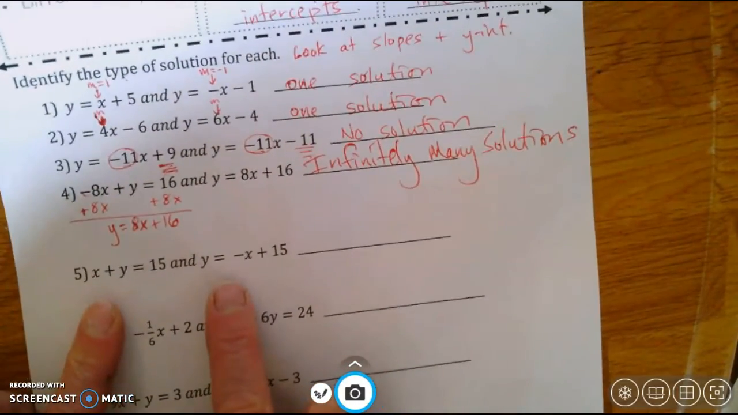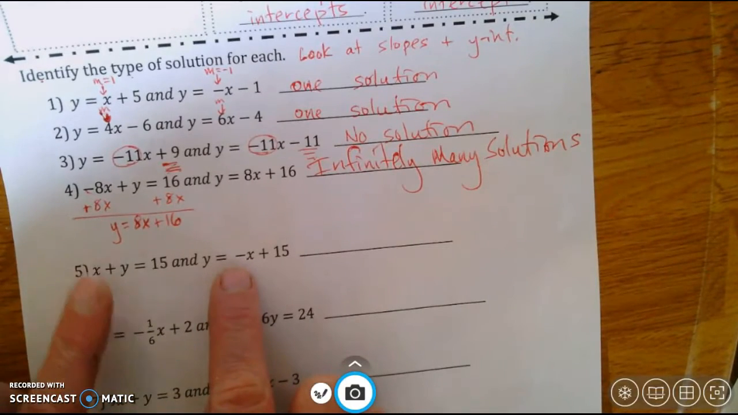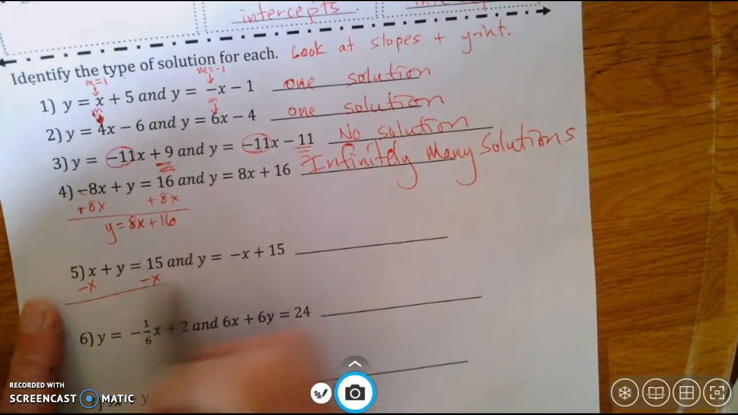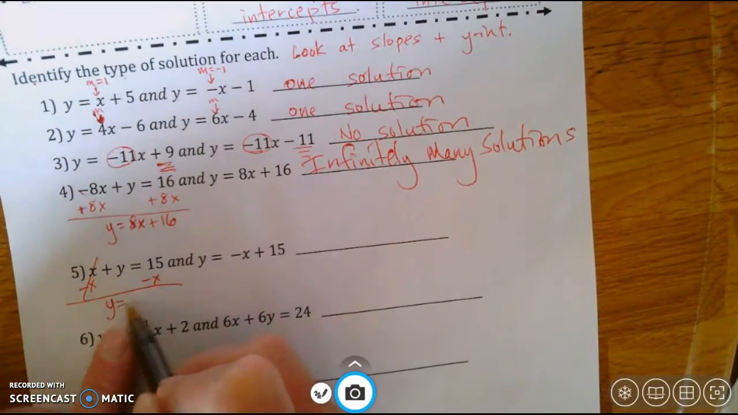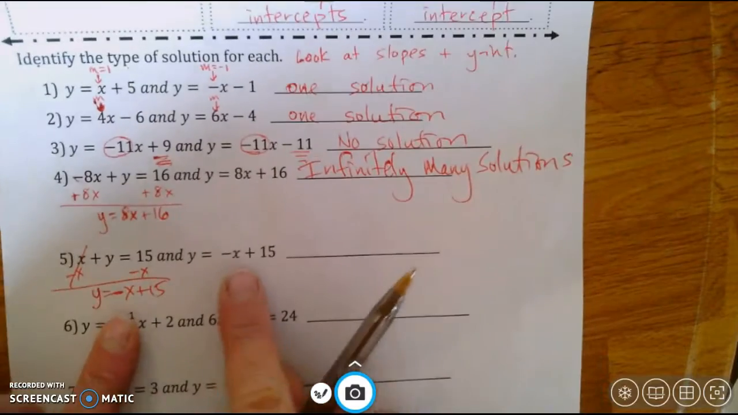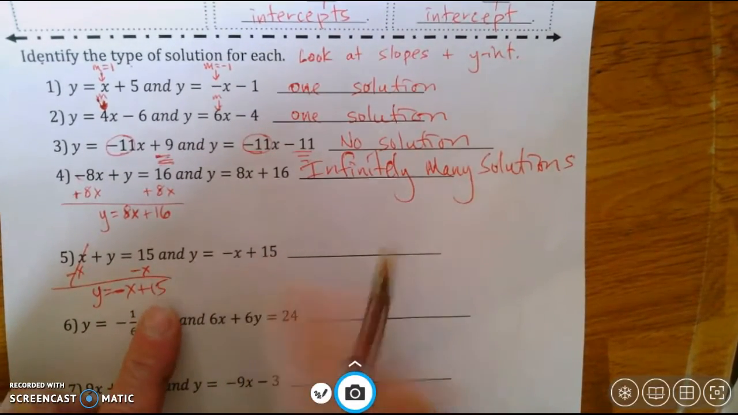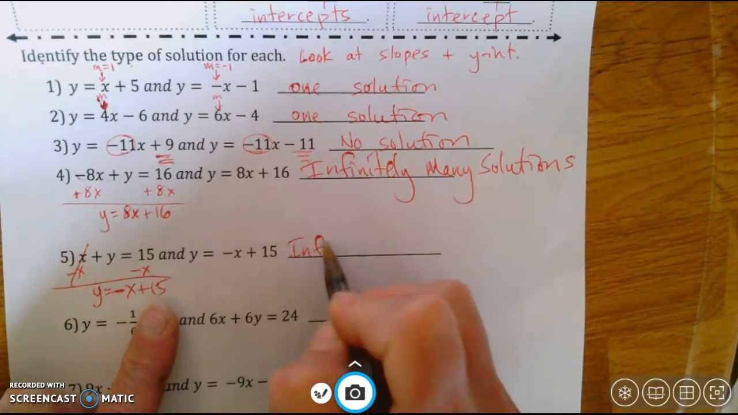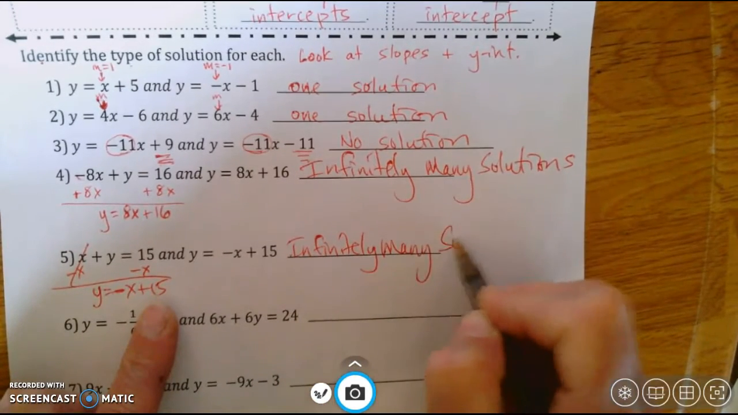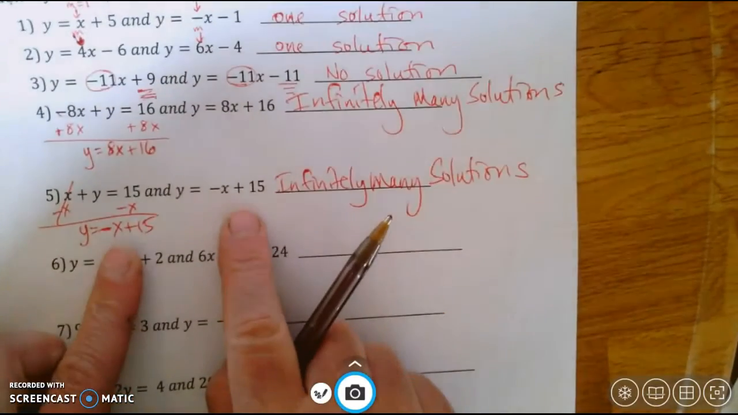All right, question 5. You also notice that one equation says y equals. This equation does not, so we're going to do a little work. We're going to move that x term out of there. We're going to bring this over. Be careful, that's a negative. And once again, we see the exact same slope. We see the exact same y-intercept. So you got it. It is infinitely many solutions. Again, we have the same slope and the same y-intercept.